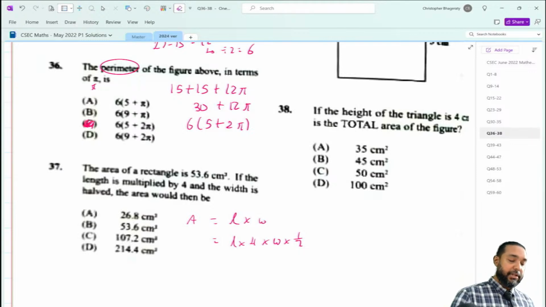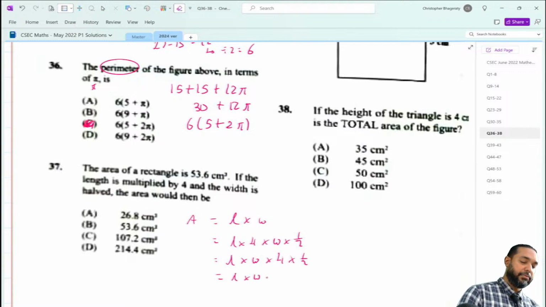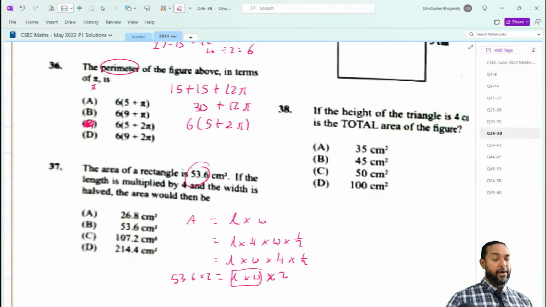Okay, so check it. What we could do, because multiplication is commutative, it doesn't matter the sequence in which the multiplication takes place, right? So you can put L by W, then multiplied by 4 by a half. We could simplify 4 by a half. What's 4 by a half? 2. So basically, you're multiplying 2 by the original area. And the original area was 53.6. So you'll take your 53.6 and multiply it by 2. That's 107.2.